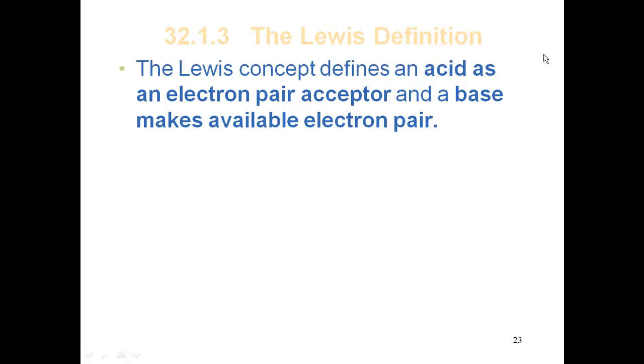Lewis' concept defines an acid as an electron pair acceptor, and a base as one that makes available an electron pair. So what's happening here is we're just looking at electron pairs. We're not looking at hydrogens or hydroxides, just electron pairs. By definition, an acid accepts a pair, a base makes it available. Many books may say that a base is something that donates a pair. I tend to steer away from that definition, because to me, if something's donated, it's not yours anymore. In this case, what we're doing is basically sharing those electrons between those atoms.